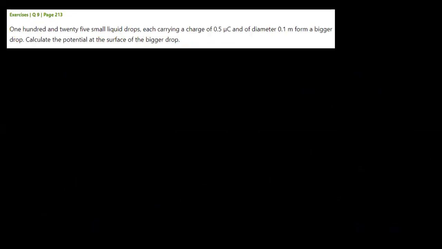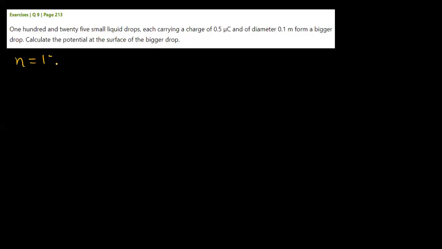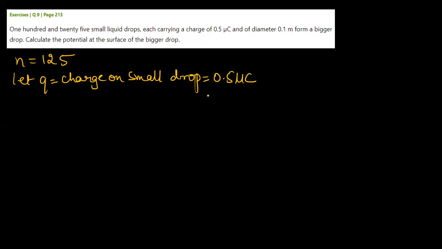Next one, 125 small liquid drops. So I have been given the number of liquid drops in the question. The number of liquid drops in the question is 125. 125 liquid drops, each carrying a charge of 0.5 microcoulomb. Let us assume, let small q be the charge on small drops, that is 0.5 microcoulomb, and of diameter 0.1 meter. Let small d be the diameter of small drop, that is 0.1 meter. Let small r be the radius.